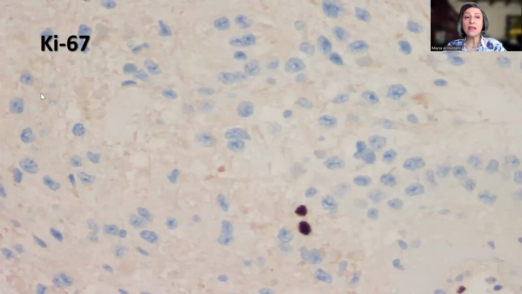And finally, the Ki-67, despite some pleomorphism, but as I showed you, there was no evidence of mitotic activity anywhere. And then only a couple of Ki-67 positive nuclei, meaning that most of the tumor is not proliferatively active. So it's not mitotically active.